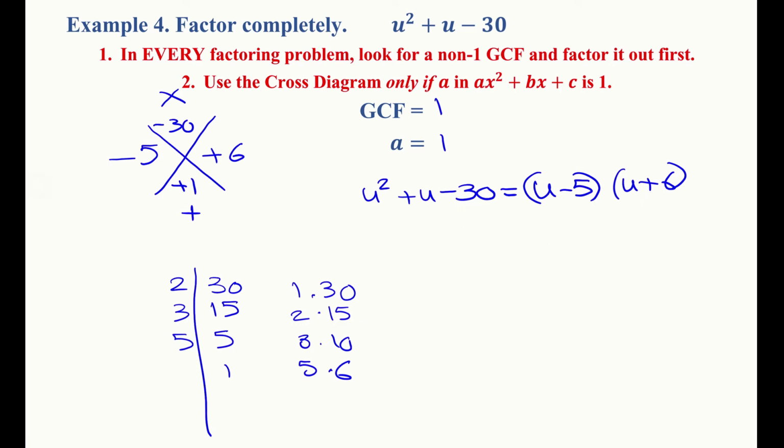And the inner product, which is negative 5u, and the outer product, which is positive 6u, they should add up to the middle term. Here we get positive u, which is in fact the middle term. Okay, so make sure that you do all 3 of those checks. If you ignore any one of them, it could be a wrong factorization. So always do these checks before you decide that you have the correct factorization.